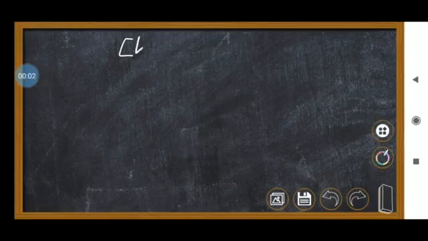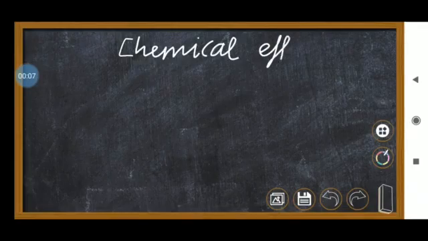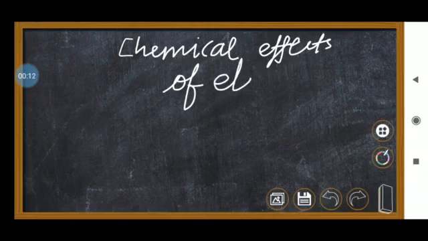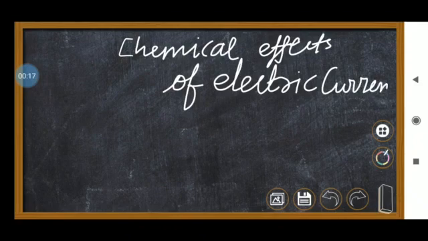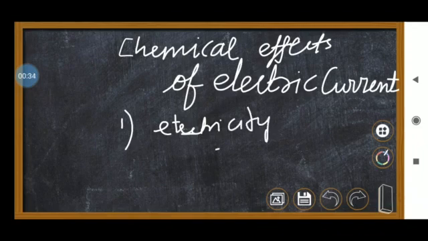The lesson name is Chemical Effects of Electric Current. This is the new lesson, and it is a very small lesson. Under this lesson, what are the things we are going to see? First of all, you have to know about electricity. So the introduction, that's the first part.